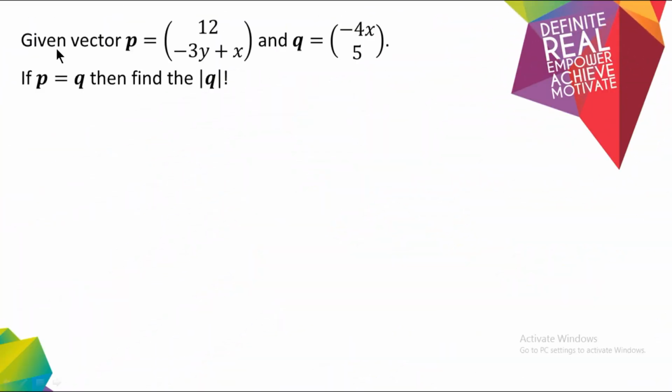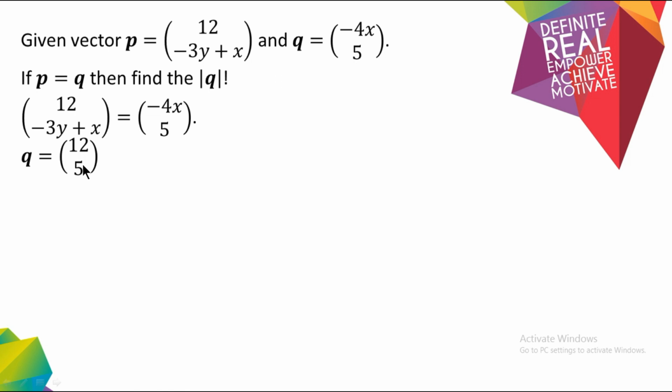First, given vector p equal to this vector and vector q equal to this vector. If p equals q, then find the magnitude of q. In order to find the magnitude of q, we have to find each component in vector q. Since vector p equals vector q, that means this vector equals this vector. So the x component in q equals the x component in p. So vector q equals 12 and 5, because this number equals this number.